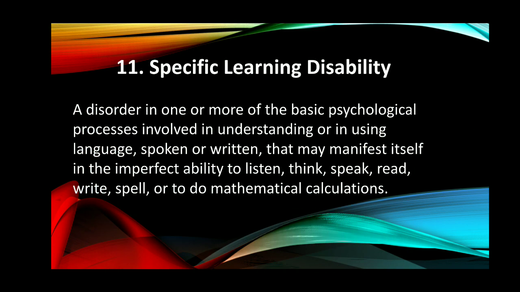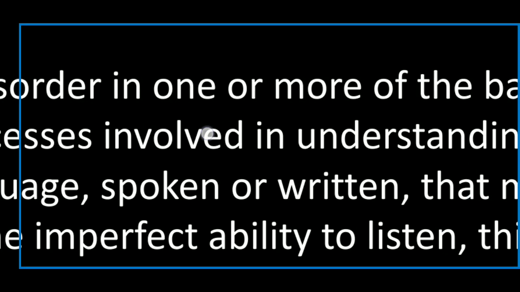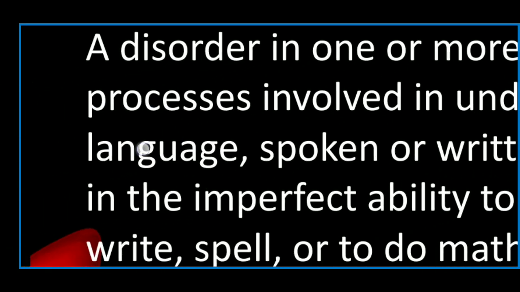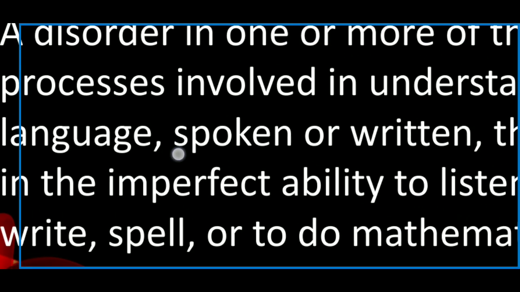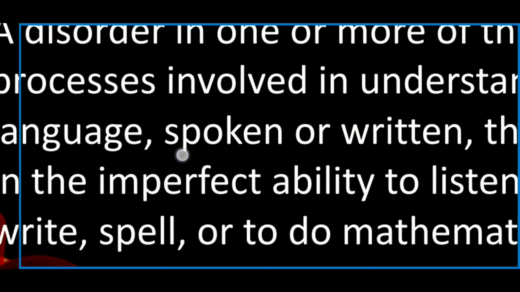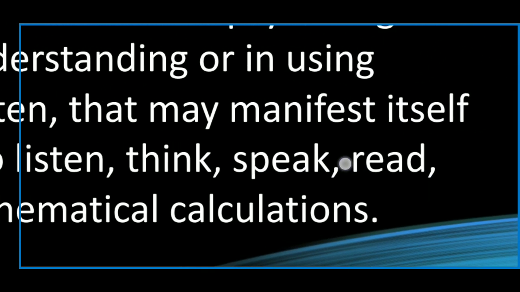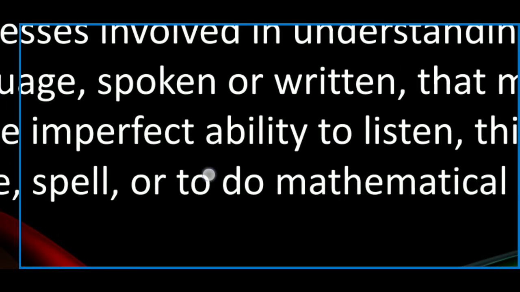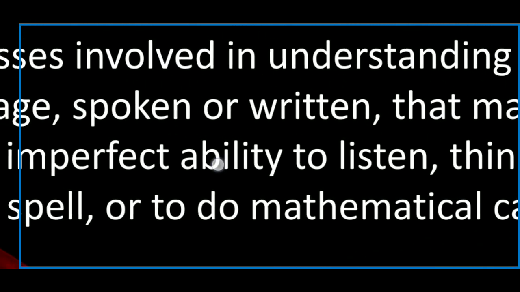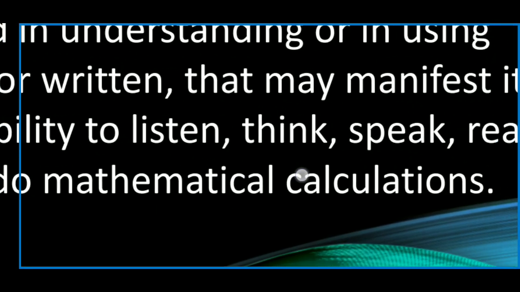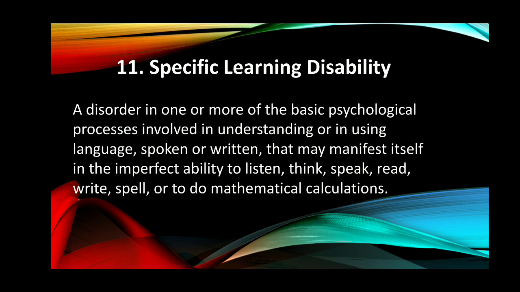At number 11, we have specific learning disability: a disorder in one or more of the basic psychological processes involved in understanding or in using language. Understanding or using language, spoken or written, is the key part of this definition. These may be manifested in an imperfect ability to listen, think, speak, read, write, spell, or do mathematical calculations. These are the things a child cannot do.